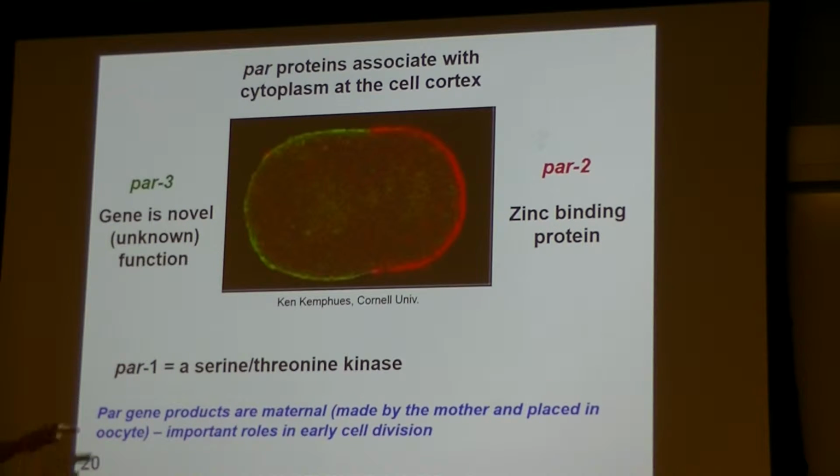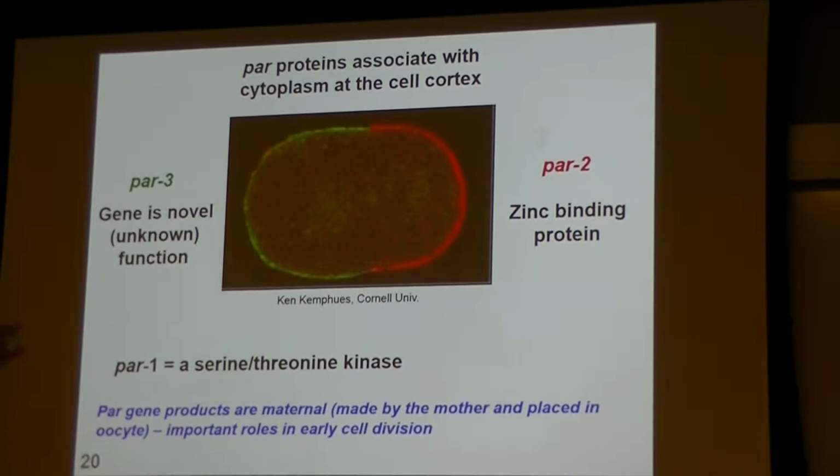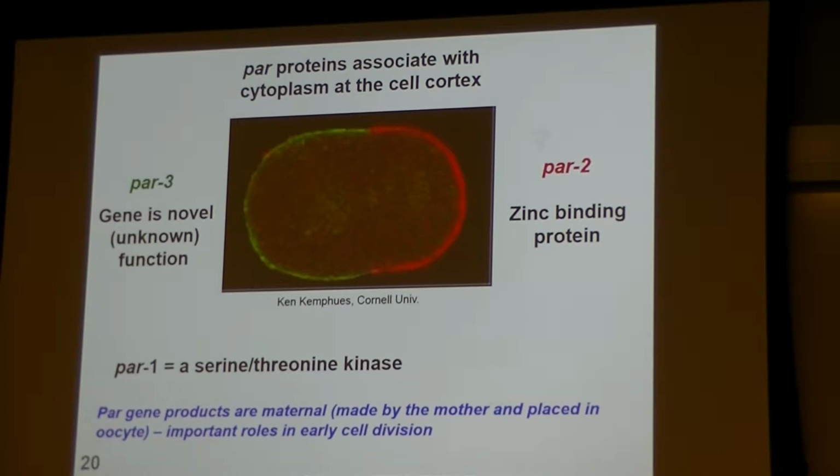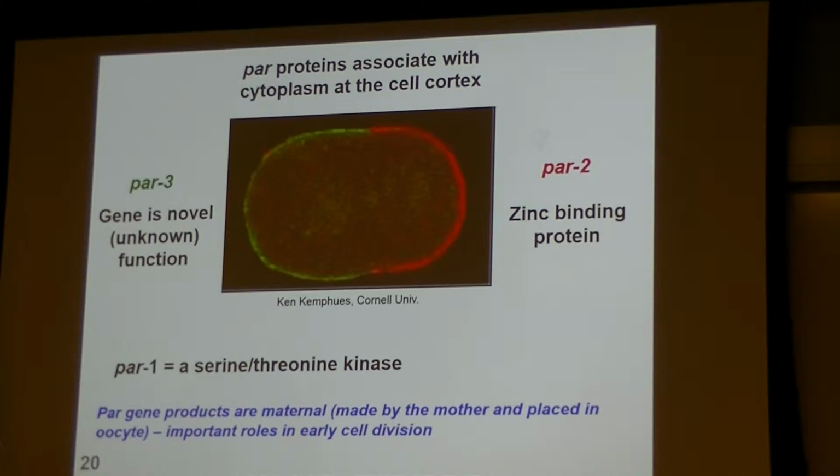Okay, so for example, PAR1, we found out it's an enzyme, it's a serine threonine kinase, so that's probably going to be something that's involved in communication or signal transduction from surface to the center. In the case of PAR3, it was totally novel, so there was nothing out there in any of the databases that gave us any clues at all. It's good and bad if you're a graduate student, right? You get this interesting new gene, but you have no idea where to start with it. PAR2 is a zinc binding protein. Sometimes that can be transcription factors.